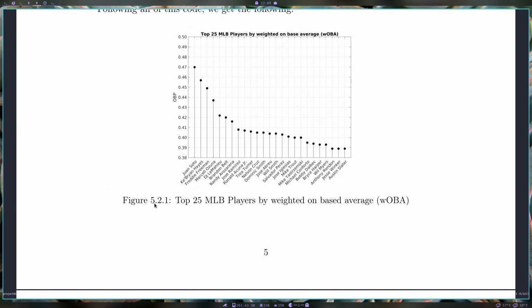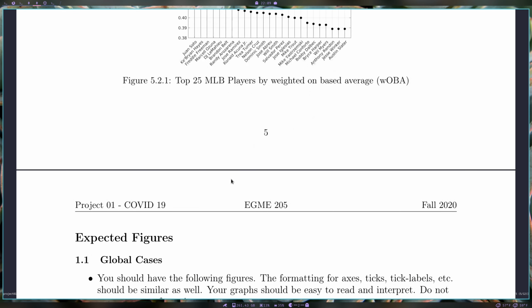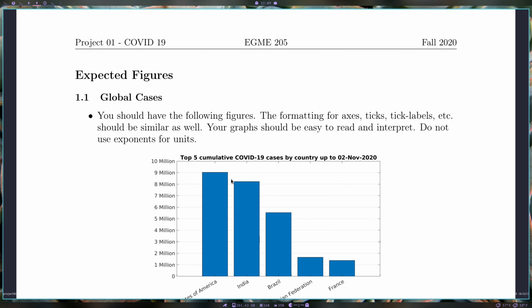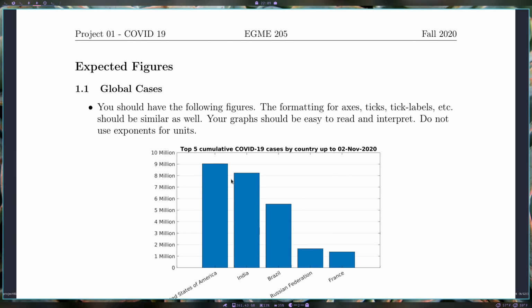Also make sure that you have figure captions below your figures, kind of like how I have it here. And then the last part is just the expected figure. So you guys have seen this for a long time.